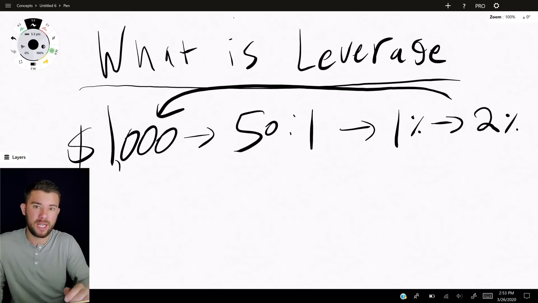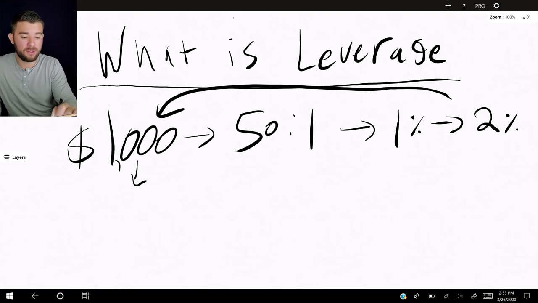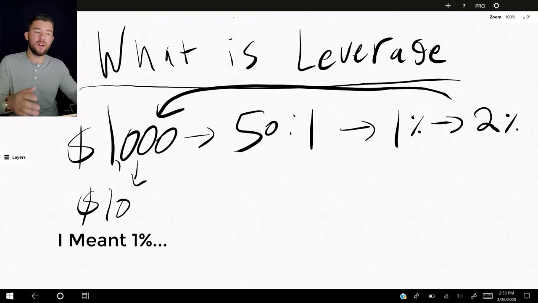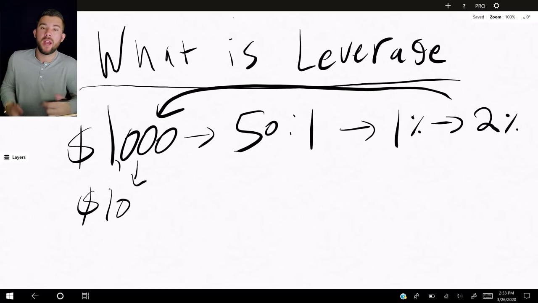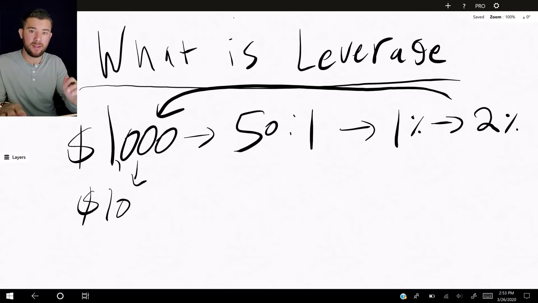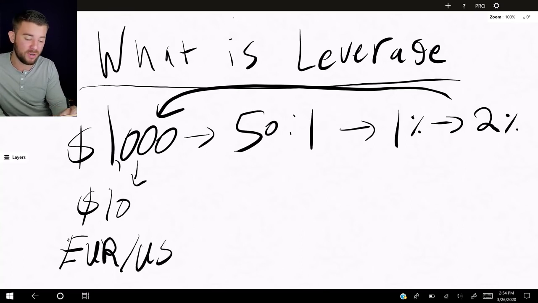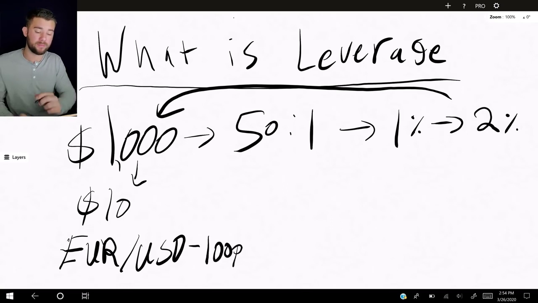So if I want to risk $10, let's say I want to risk 2% of this, which is $10 on a trade, I need to know the amount of pips I'm going to lose or could possibly lose in order to create this $10 loss. And how do we do that? Well, let's say that we have a 100 pip stop loss, okay? The euro dollar 100 pip trade, the same one we've been discussing during the entire video. So this euro USD trade has a maximum loss of 100 pips.